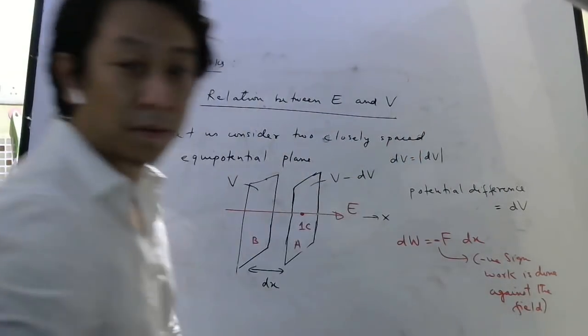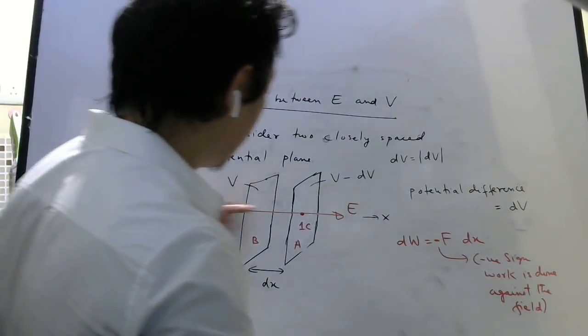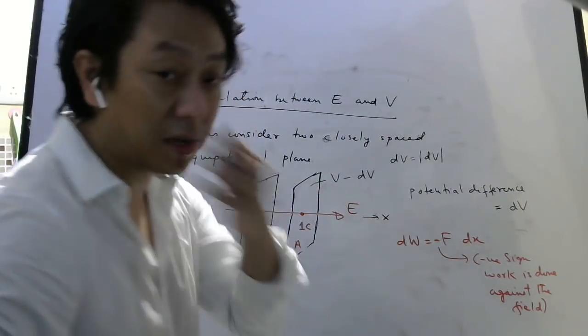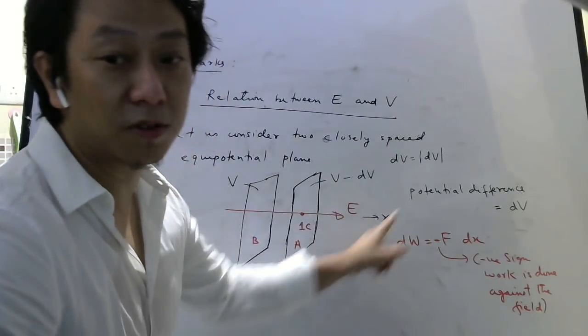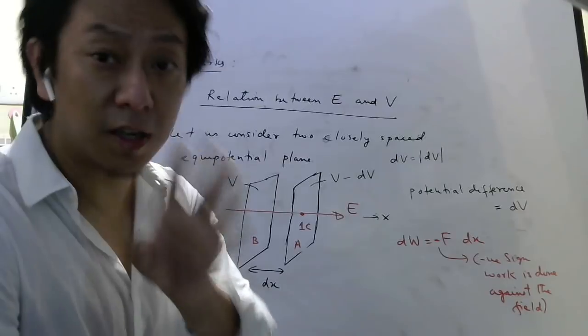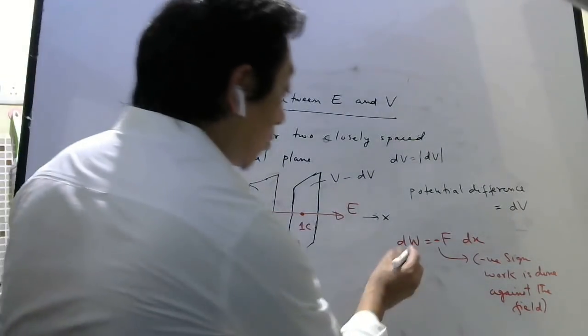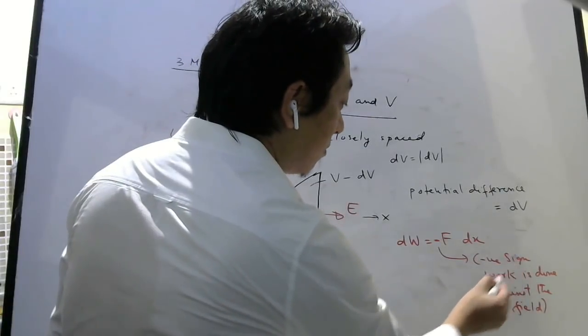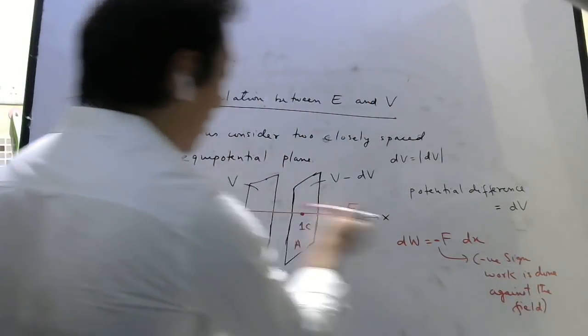Okay. Basically, it means your x is increasing this way. So your dx will be negative. So you want this to be minus, so that the dW is positive. Already we have done this while deriving the potential due to point charge. Please see once. So work done is force into displacement. Minus sign, negative sign means work is done against the field.